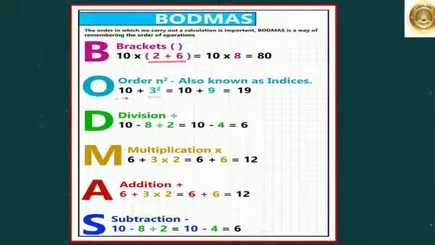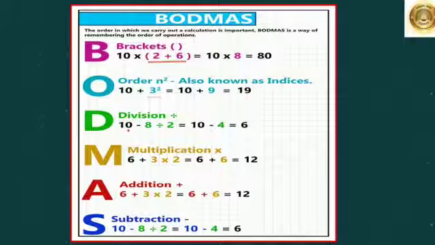Now O stands for order, also known as indices or exponent. So the question is 10 plus 3 square. So first you have to write what is 3 square. 3 square is 9. So 10 plus 9 becomes 19.